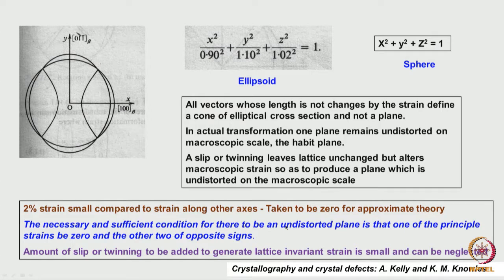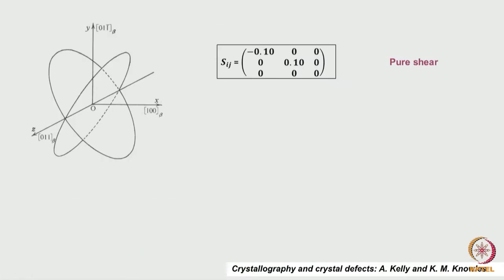Then the necessary and sufficient condition for there to be an undistorted plane is that one of the principal strains is 0 and the other two are of opposite sign. That we are able to achieve. How is that one strain made 0? It is by lattice invariant shear, which we can add by either slip or twinning. Once that has been done, instead of a cone, there are two planes or circles which are intersecting each other, correct? This is essentially what is happening.